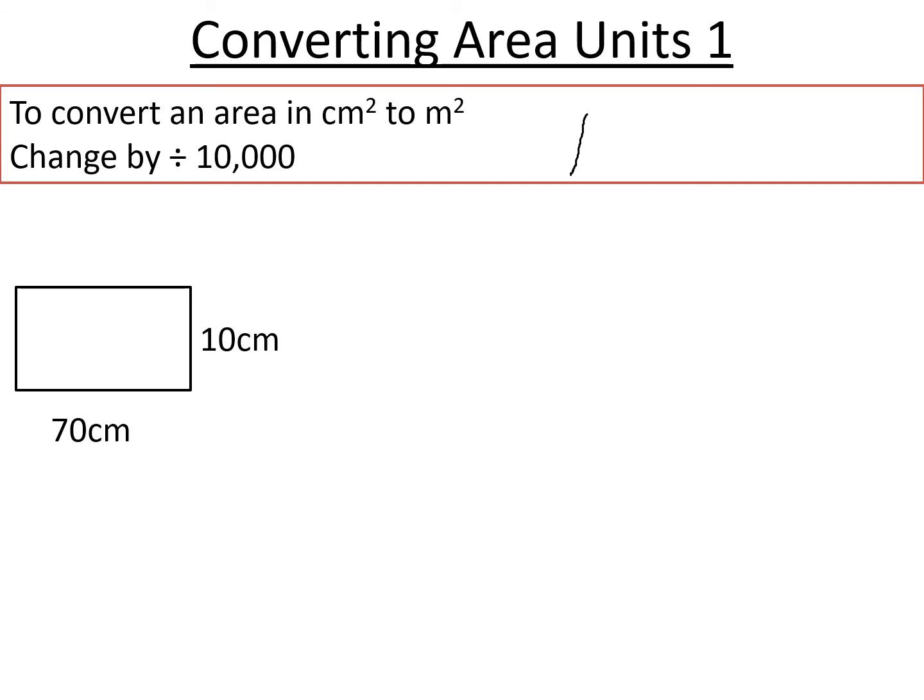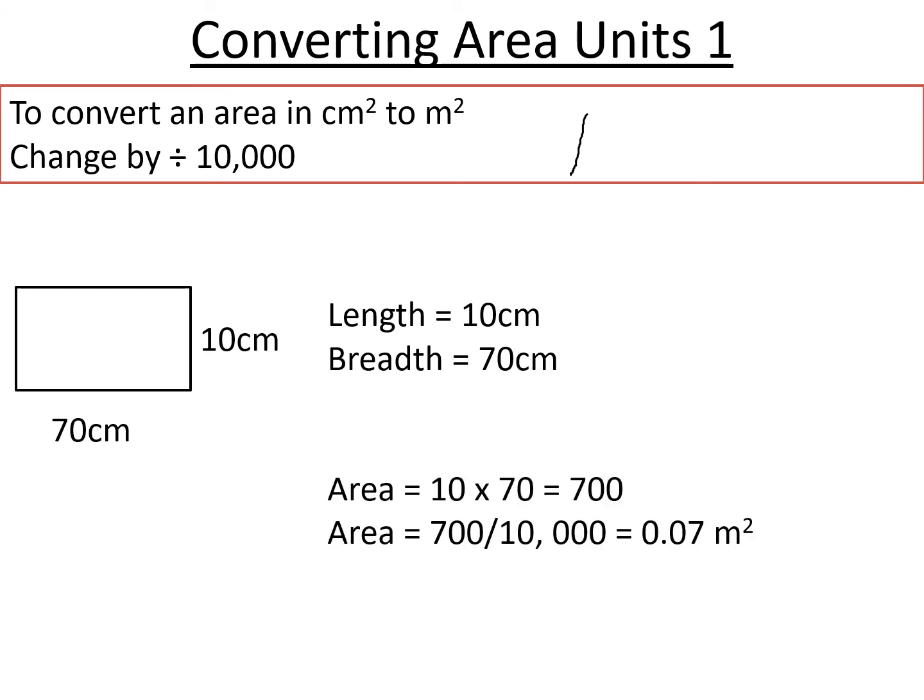So let's look at the example. We've got a shape with a length of 70 centimeters and a breadth of 10 centimeters. So we've got that there. And you probably know that to get the area, you do length times breadth. So it's 10 times 70, which is 700. And then remember, this will be in centimeters squared. So to convert it into meters squared, we simply divide by 10,000. So that's what I mean by change by dividing by 10,000. So that's one way to convert centimeters squared into meters squared.